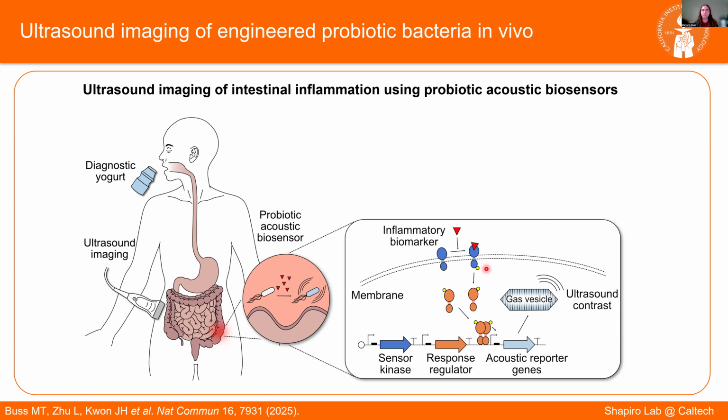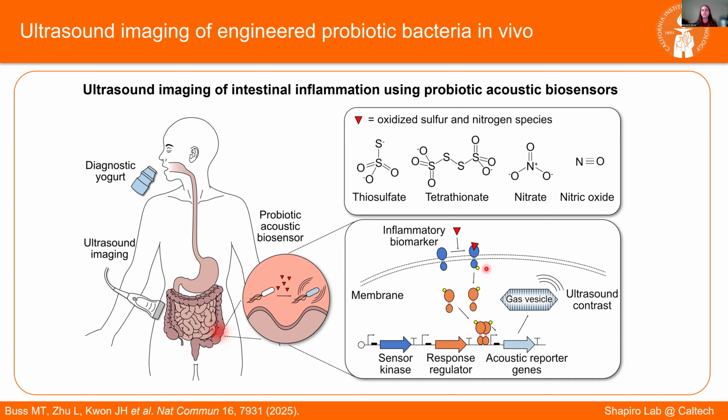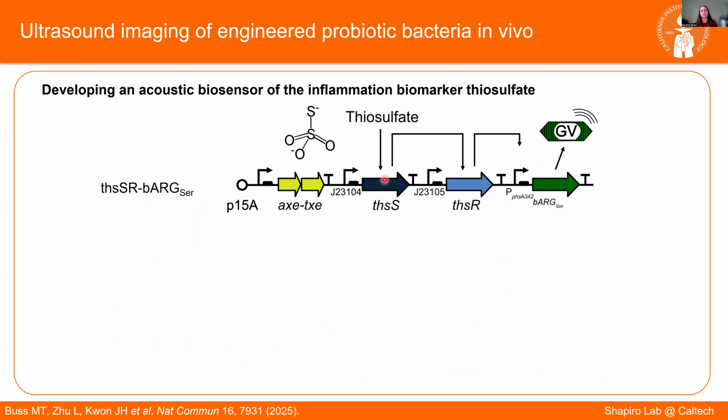And what these biomarkers are, are oxidized sulfur and nitrogen species, which our collaborators showed are elevated during intestinal inflammation because there's a lot of reactive oxygen species during intestinal inflammation, either from the host cells or from bacteria themselves. So what I'll focus on now, since I have limited time, is our thiosulfate sensor. And this is just because it worked well.